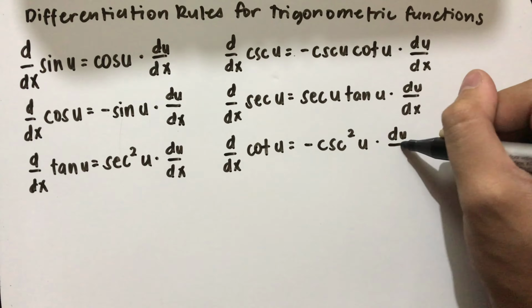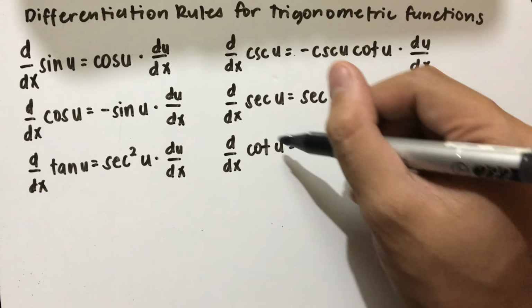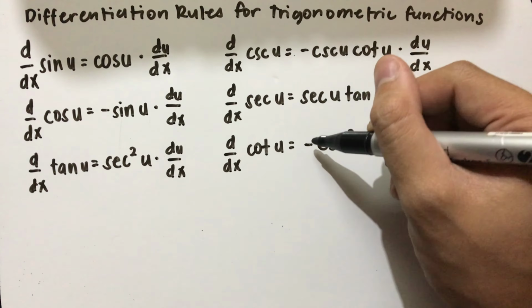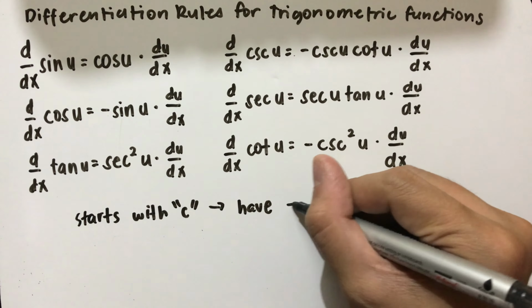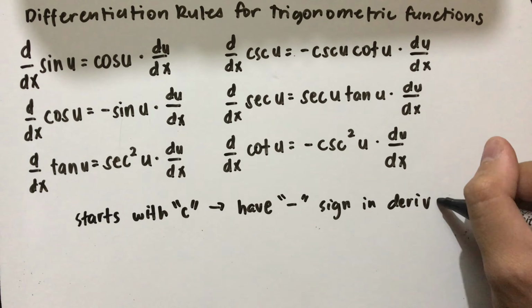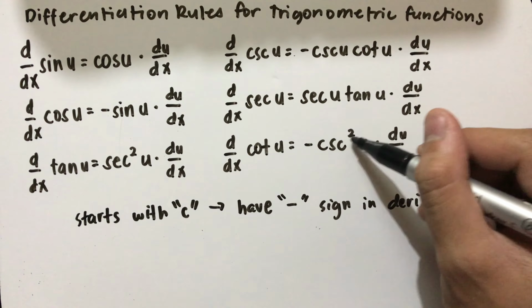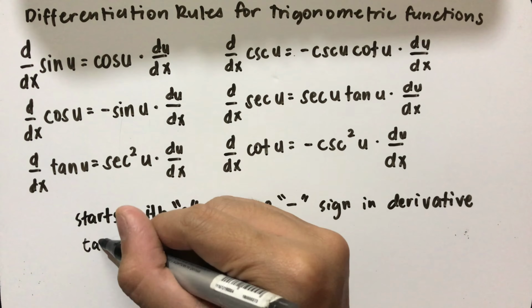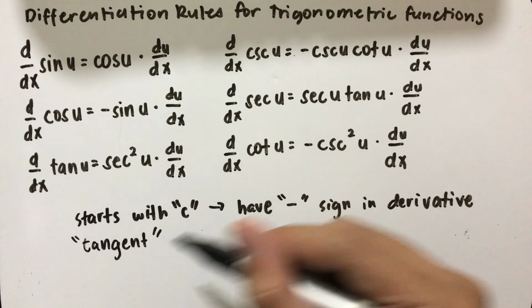Notice that the functions cosine u, cosecant u, and cotangent u have negative signs in their derivatives. So, functions that start with c have a negative sign in their derivatives. Notice that tangent u and cotangent u have squares in their derivatives. So, functions that have tangent in their names, like tangent and cotangent, have a square in their derivatives.